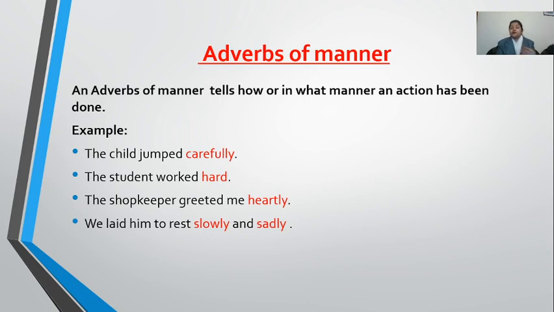If I say, the shopkeeper greeted where? If I get the answer with the question word where, that is not your adverb of manner. To get an adverb of manner, you have to ask the question with which word? How. Cleared? Now the last is, we laid him to rest slowly and sadly. How was he laid to rest? Slowly and sadly.